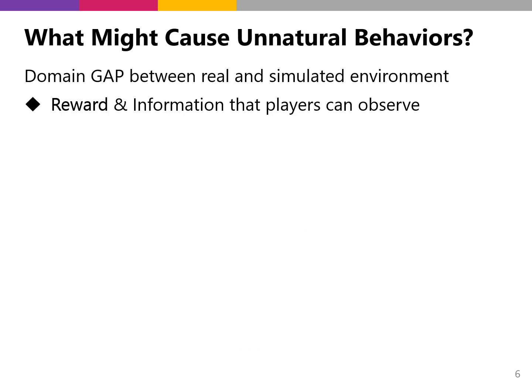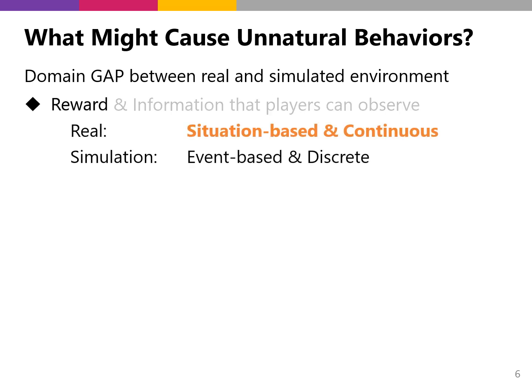From what we have heard so far, you would think that it would be possible to get realistic agents, but in reality, there is a discrepancy. So we need to think about what causes this gap. We think the reason is the reward and information that agents can observe. In real games, the reward, that is, the advantage of actions, changes all the time and depends on the situation.